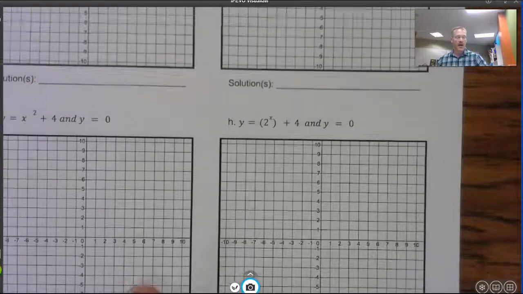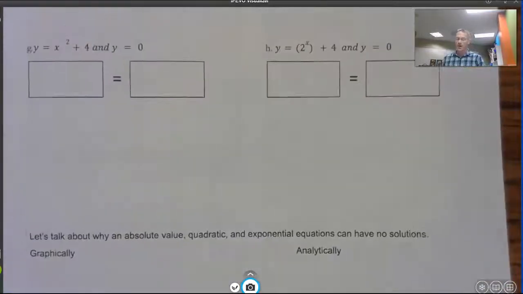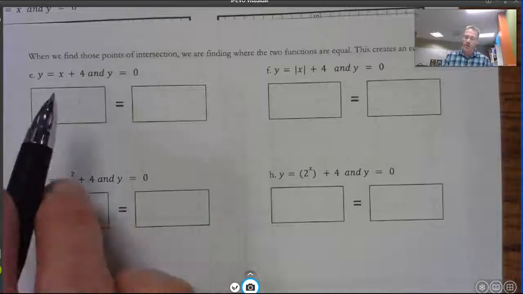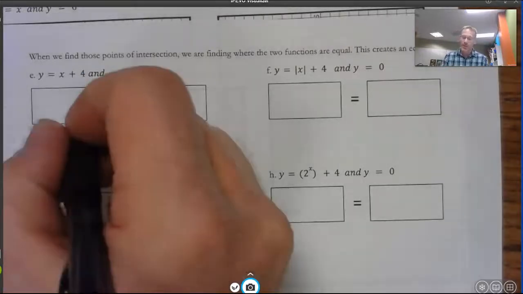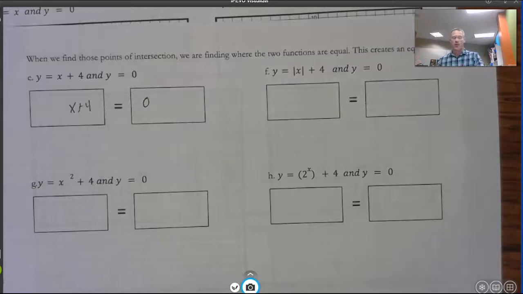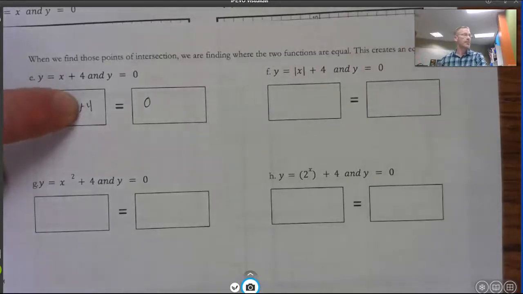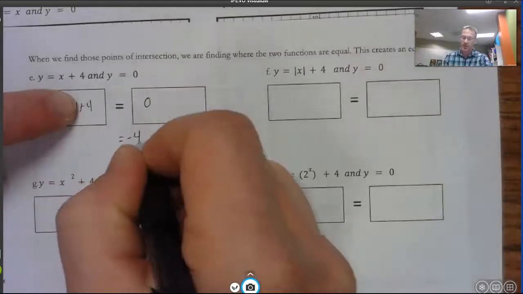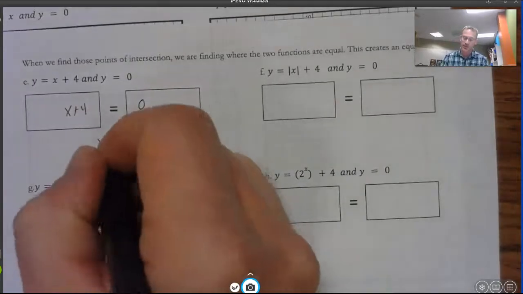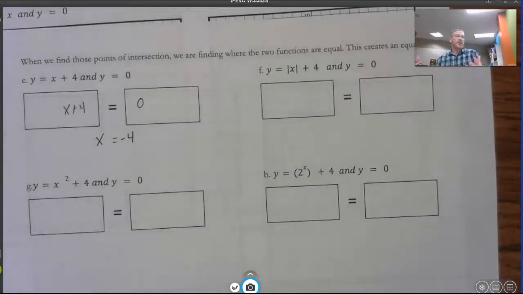Now, let's talk about, equation-wise, why does this happen. Once again, if we set these equal to each other, x plus 4 is equal to 0. We can use that 0 property. What plus 4 is 0? Negative 4. So whatever's behind my hand is negative 4, and that would be x. And x equals negative 4. That makes sense. That's why we had that point of intersection.